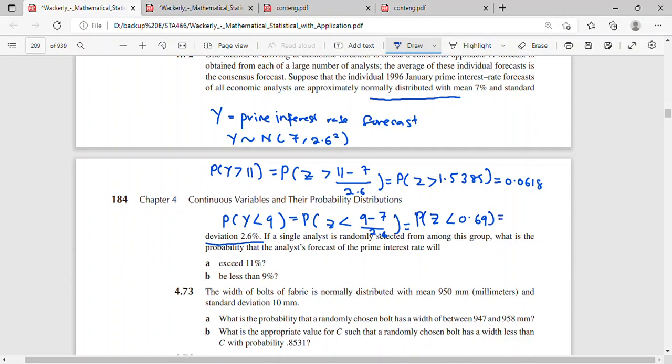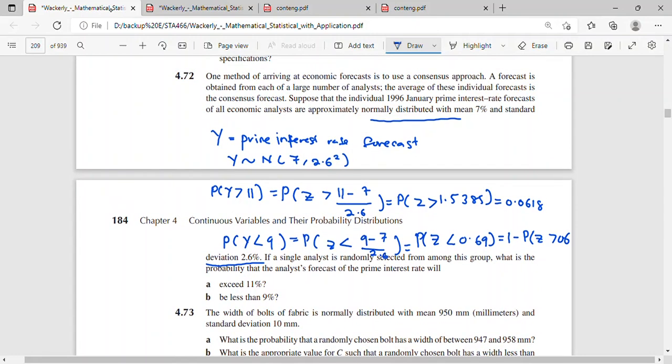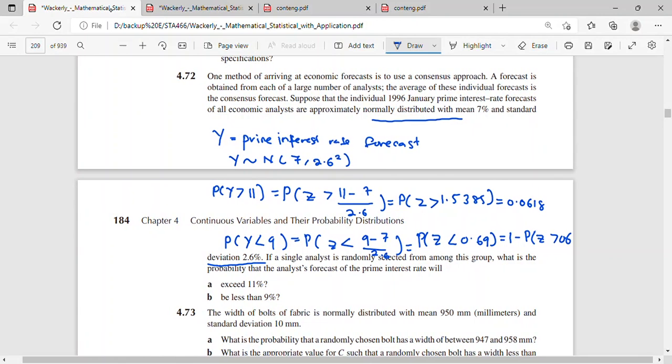Okay, so macam mana nak cari nilai this probability? Okay, nilai table you ni adalah nilai more than, so we should find 1 minus probability of z more than 0.69, right?